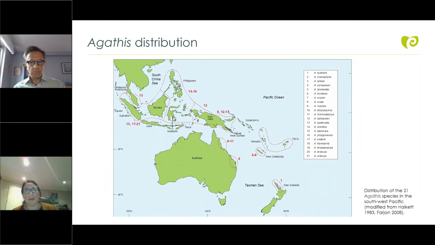The tree species that I'm going to talk about is found around the Pacific. It's actually only around the Pacific. It belongs to an ancient long-lived family of conifers. It's Agathis, and the endemic species in New Zealand is Agathis australis. There are 21 species around the South Pacific, and quite a number of them are under attack by a phytophthora pathogen, which is the organism that I'm going to talk about this morning or this afternoon, wherever you may be.